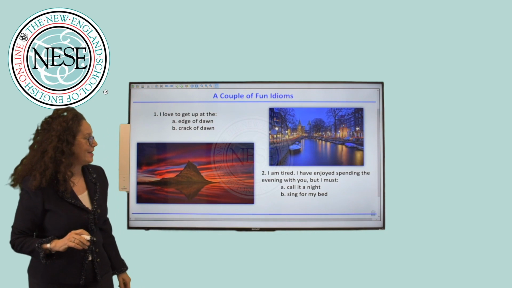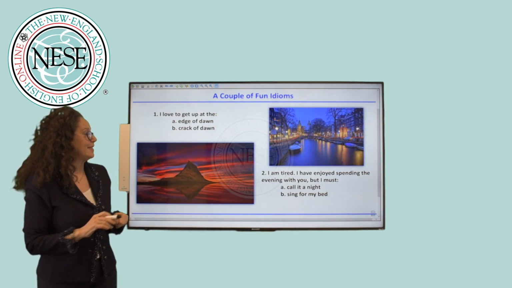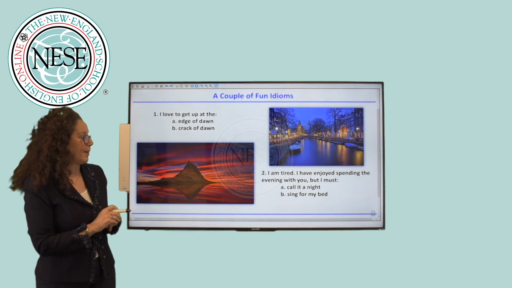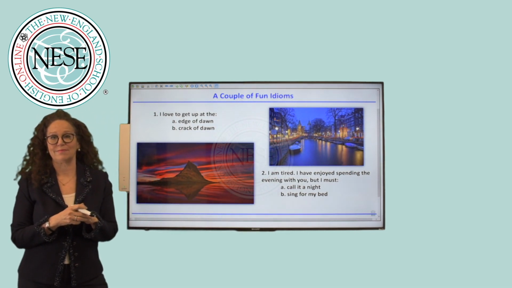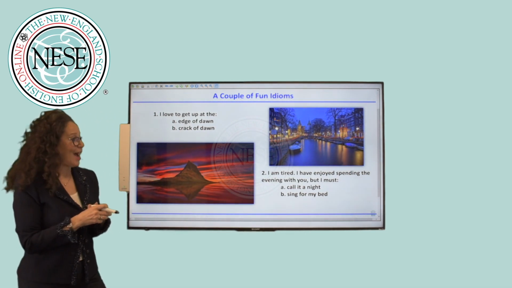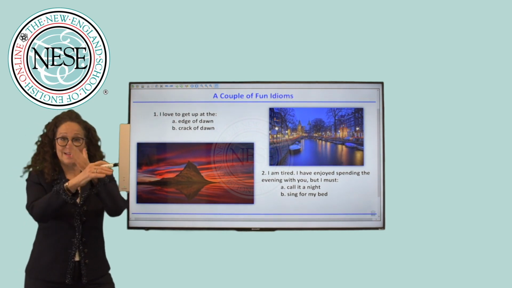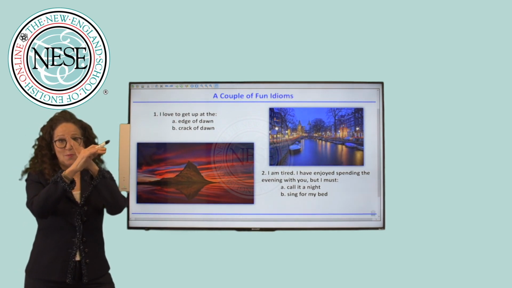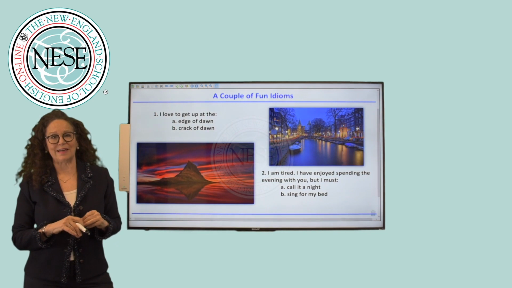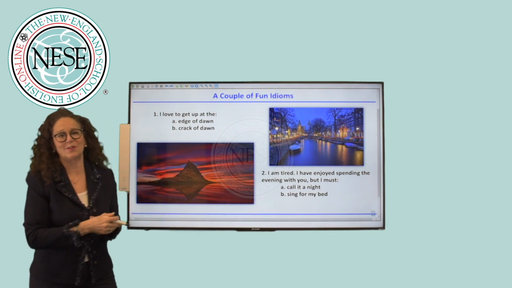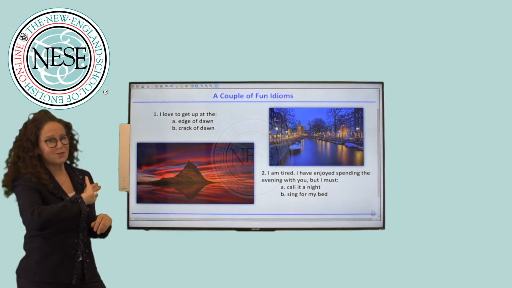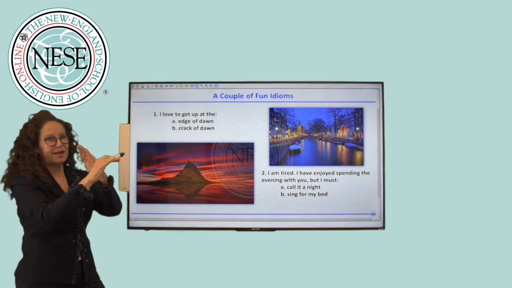I am tired. I have enjoyed spending the evening with you, but I must call it a night or sing for my bed. We say, I must call it a night. It means I must say goodbye. I must say stop. I must call it a night. In the evening, you say it. You can't say this in the morning or in the afternoon. In the evening, if you want to stop, you say, I must call it a night.